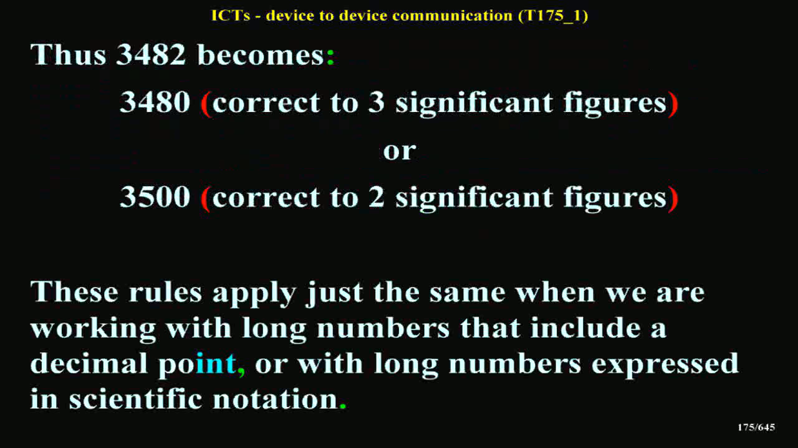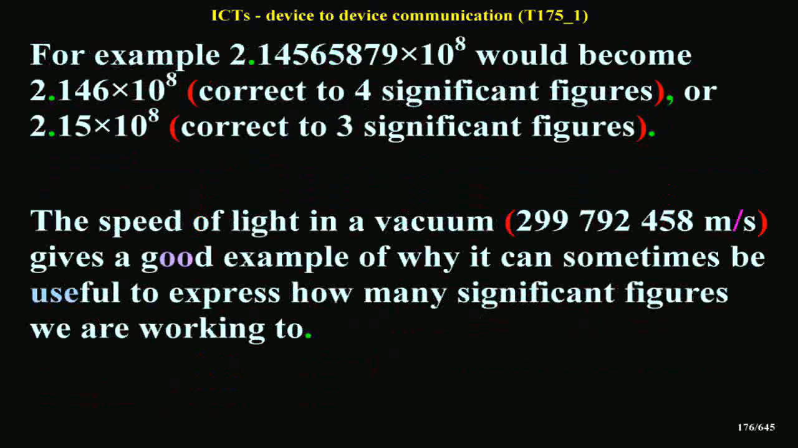These rules apply just the same when we are working with long numbers that include a decimal point, or with long numbers expressed in scientific notation. For example, 14,565,879 × 10^8 would become 14.6 × 10^8 correct to 4 significant figures, or 15 × 10^8 correct to 3 significant figures.